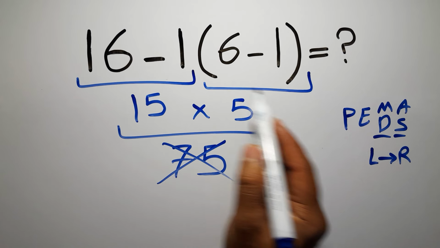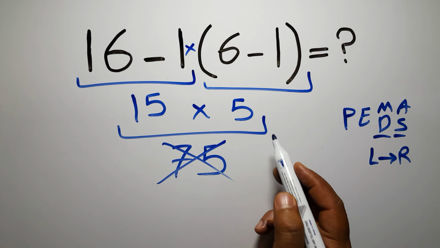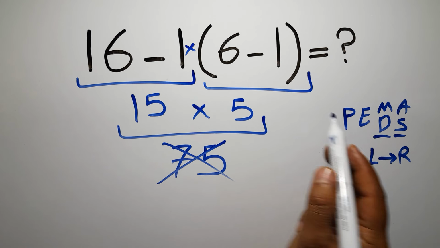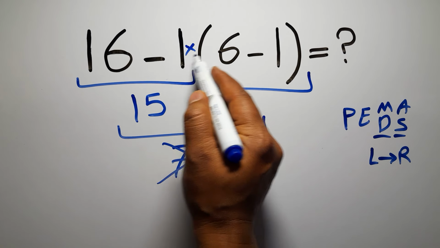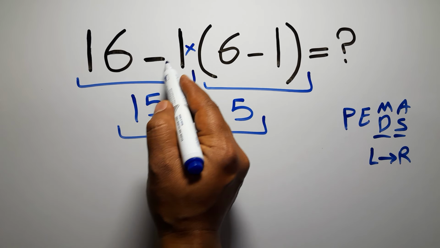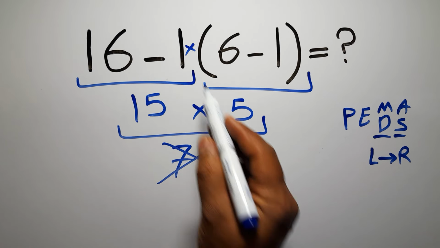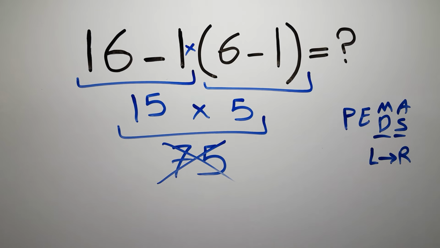In this expression, we have one subtraction, one multiplication, and one parenthesis. Inside this parenthesis, we have one subtraction. According to the PEMDAS, first we have to do this parenthesis, then this multiplication, and finally this subtraction. If we do this subtraction before this multiplication or this parenthesis, it is wrong.